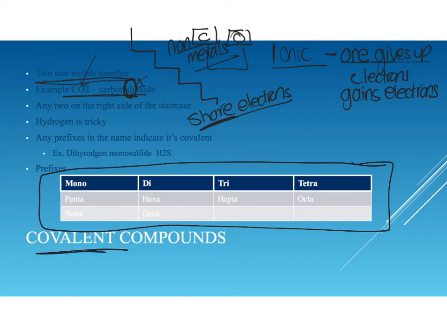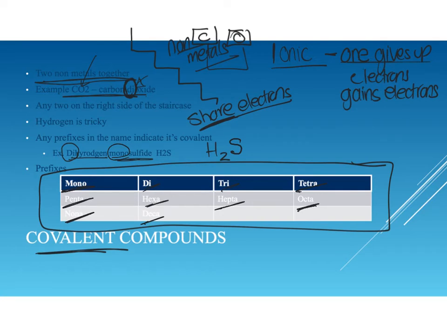For instance, I gave you this one, dihydrogen monosulfide. The dihydrogen tells me that I have 2 hydrogens, so it would be H2, and the 2 would be a subscript, it's supposed to be below. And then monosulfide tells me that I have 1. So anytime you see those prefixes like mono, penta, nona, deca, hexa, di, tri, hepta, tetra, and octa, then you know it's a covalent compound.